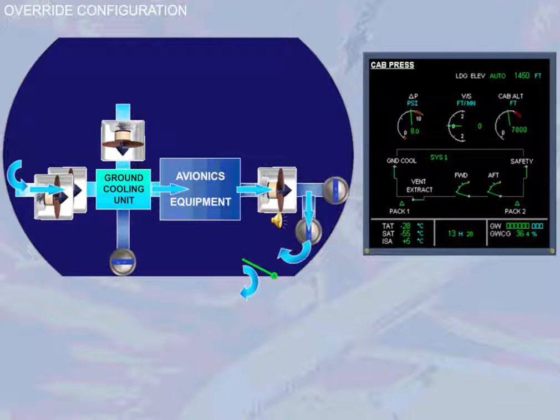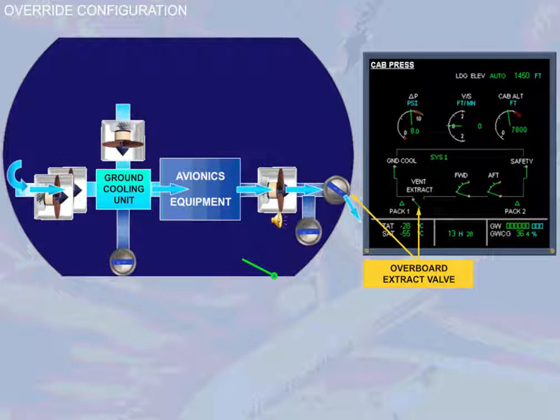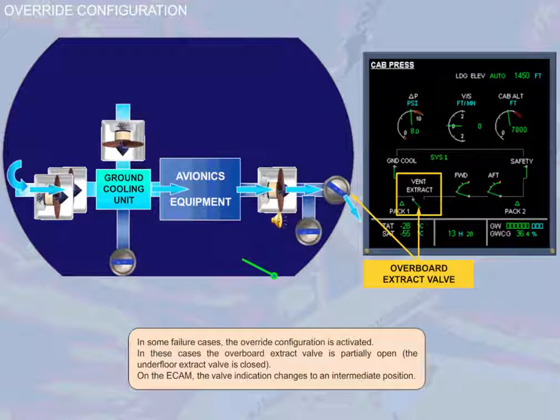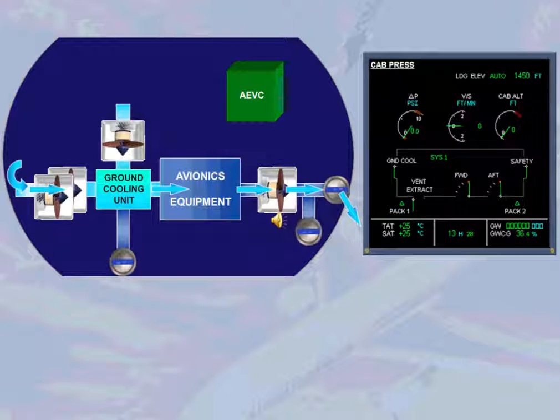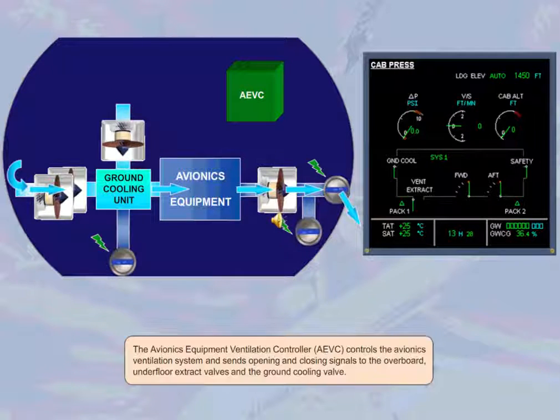In some failure cases, the override configuration is activated. In these cases, the overboard extract valve is partially open. The underfloor extract valve is closed. On the ECAM, the valve indication changes to an intermediate position. The Avionics Equipment Ventilation Controller, AEVC, controls the avionics ventilation system and sends opening and closing signals to the overboard extract valves and the ground cooling valve.